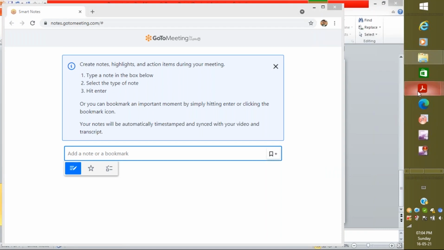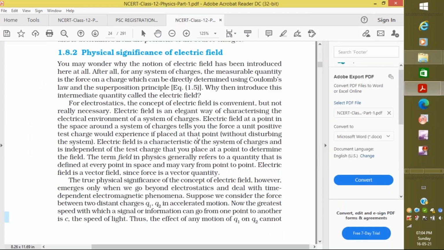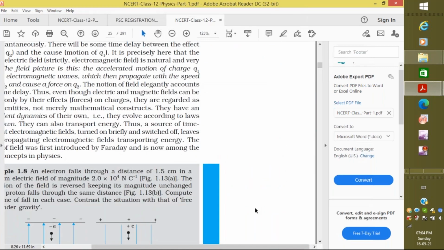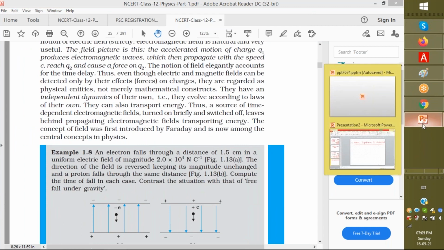Yeah, this is the book. So this is the physical significance. You just read up to this portion. Okay, since Nikhil is not there, I'll not further extend the study. We'll just take up one numerical example, and then we'll stop the class today. Okay, I'll just tell you the numerical example here.